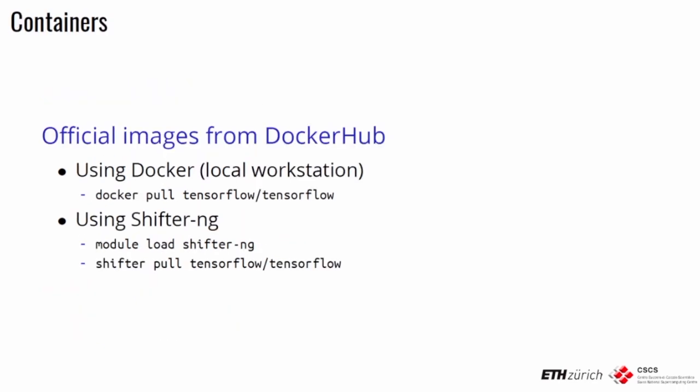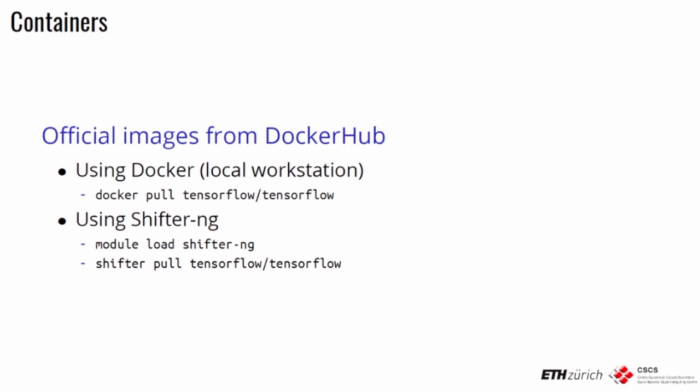The other good option that we advise users to try, especially on their laptops, but now we are also giving more and more focus to containers in the HPC systems, is the usage of Docker images. You can simply get the latest official image from TensorFlow by using a Docker pull, and then you have it on your laptop. And if you're using an HPC system, of course, you cannot use Docker for security reasons.